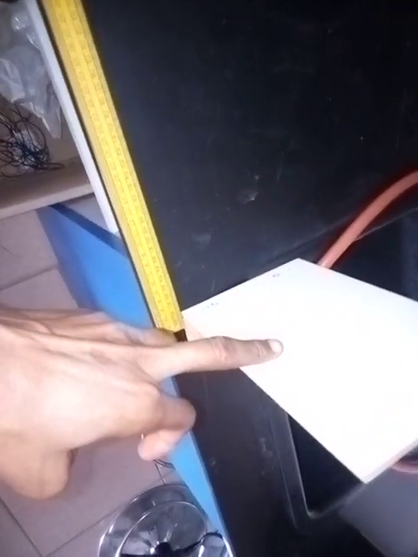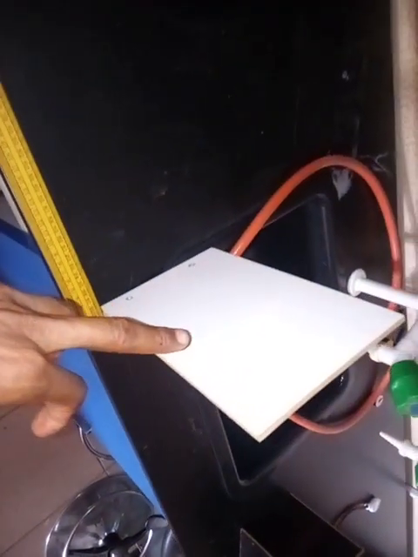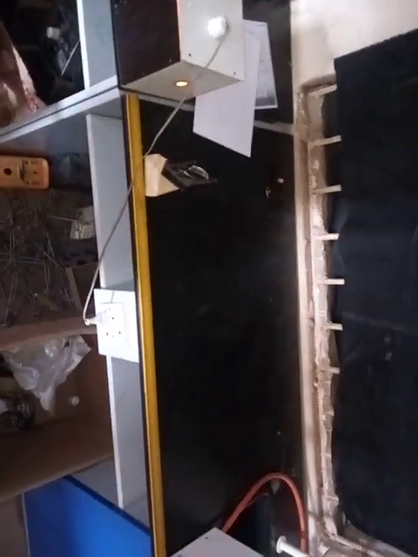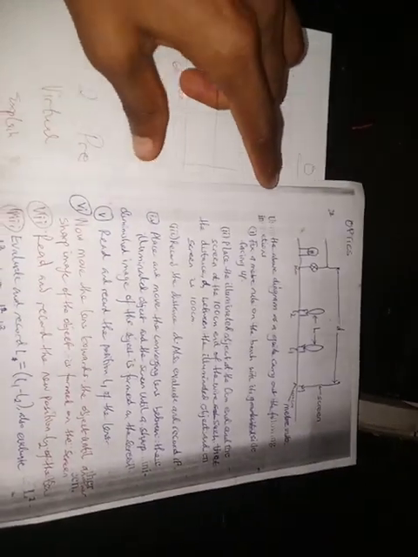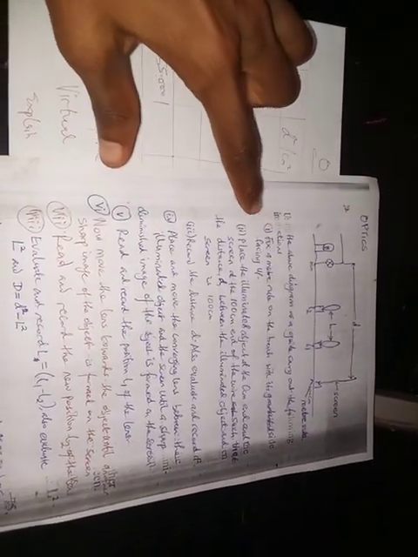You can take any color. This is a white screen, it can be a black one. So that is the overview. You can see I'm using an electrical socket to power the ray box. So the first instruction is, as seen, fix the meter rule. We have done that.